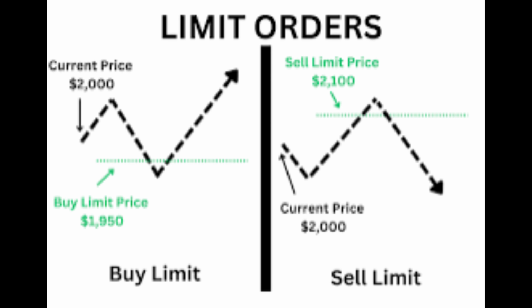A buy limit order is placed below the current market price, and a sell limit order is placed above. This allows you to better control the purchase or sale price. Limit orders can also help you avoid buying or selling at unfavorable prices.